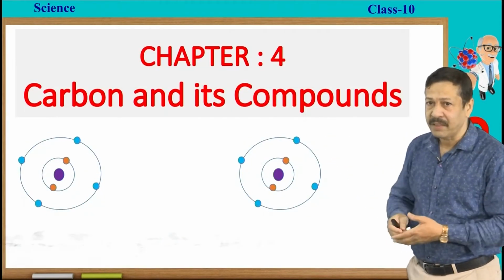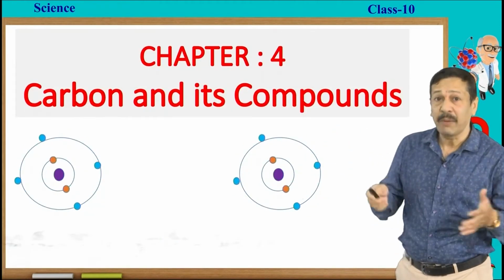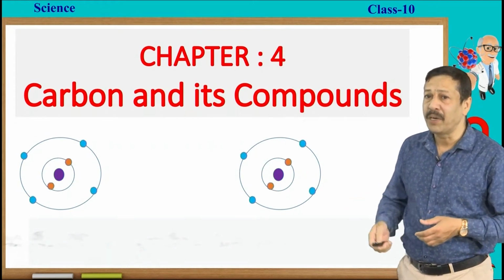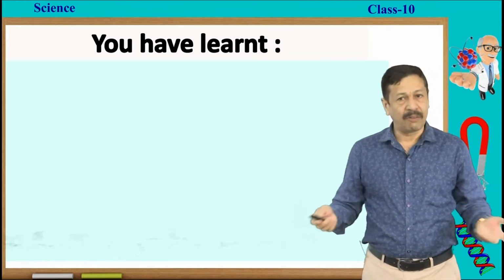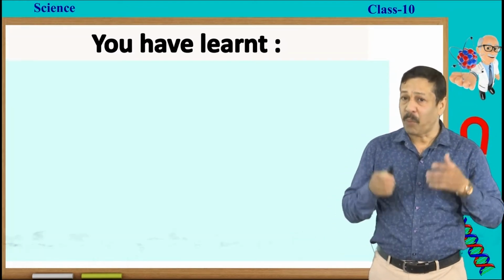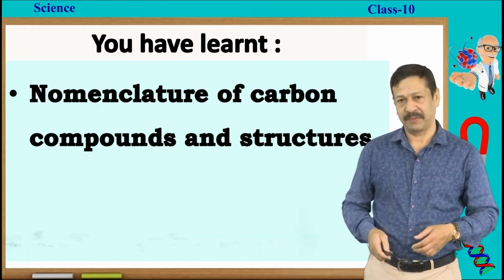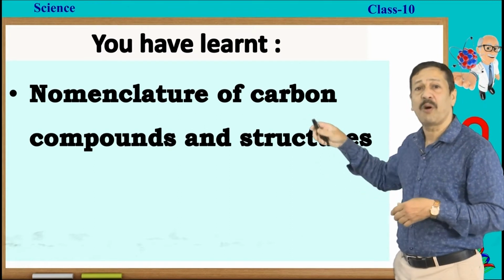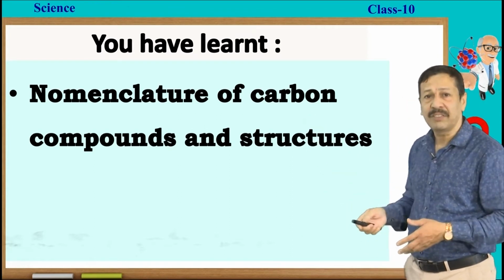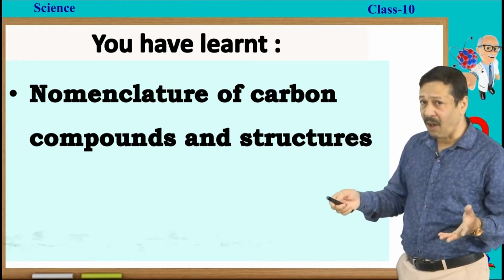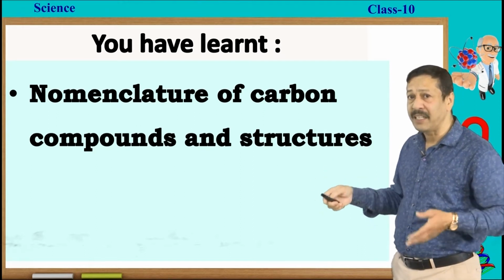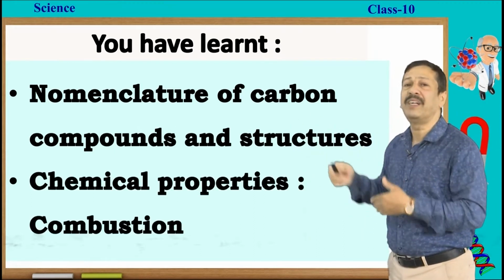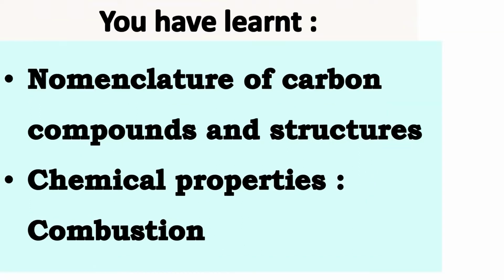In this chapter, you are going to learn about very important concepts of carbon compounds, that is session number 4. Now let us see what are the important points that you have already learnt: nomenclature of carbon compounds and the structures of various hydrocarbons and functional groups, methanol, ethanol, methanoic acid, chloromethane and so on. And also you studied chemical properties, that is the combustion process.